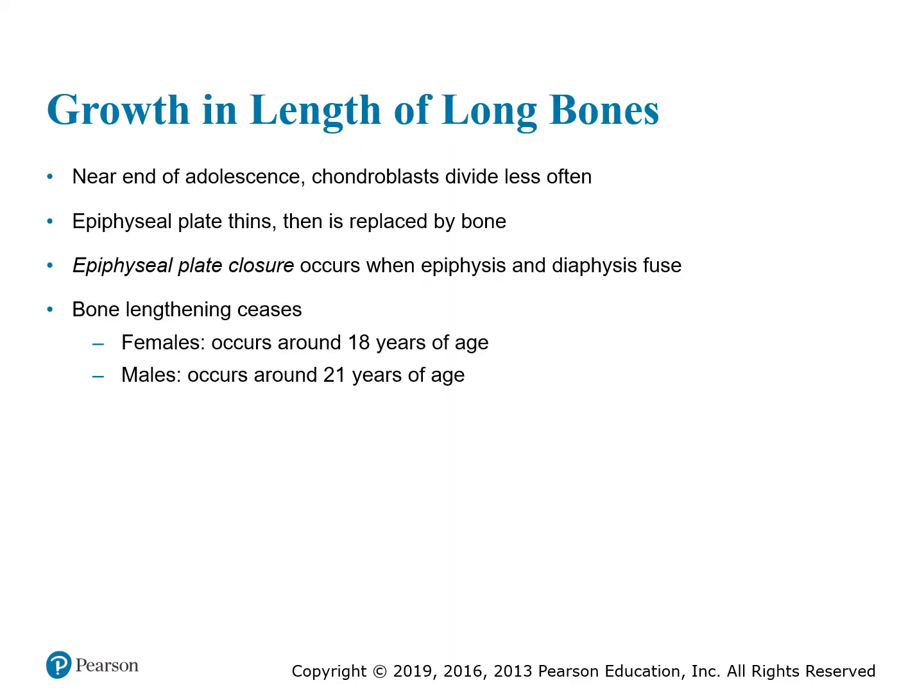So near the end of adolescence, as I've just covered in the previous slide, chondroblasts divide more often. The epiphyseal plate thins. It closes when the epiphysis and the diaphysis fuse. And usually bone lengthening ceases in females around 18 years of age and in males around 21 years of age. Now, this is not exact. This is an average number. So you will see sometimes growth occurring a little bit longer, sometimes growth ceasing before then.